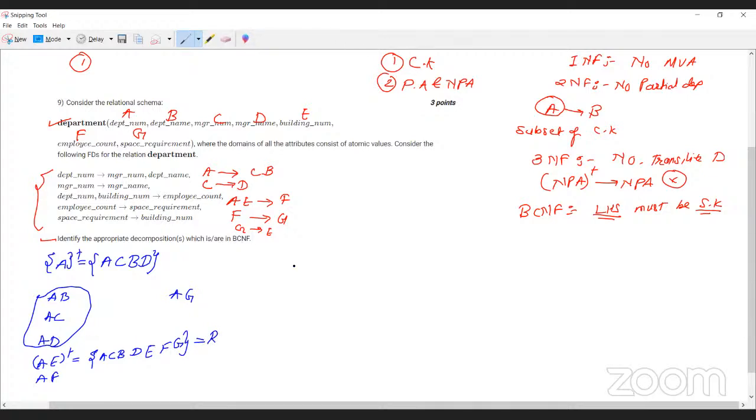Now let us find out the closure of AF. So what I will get? From A, I will get C and B. From C, I will get D. From F, I will get G, and from G, I will get E, right? So this is also my relation R. So AF is also a candidate key. Let us check for AG.